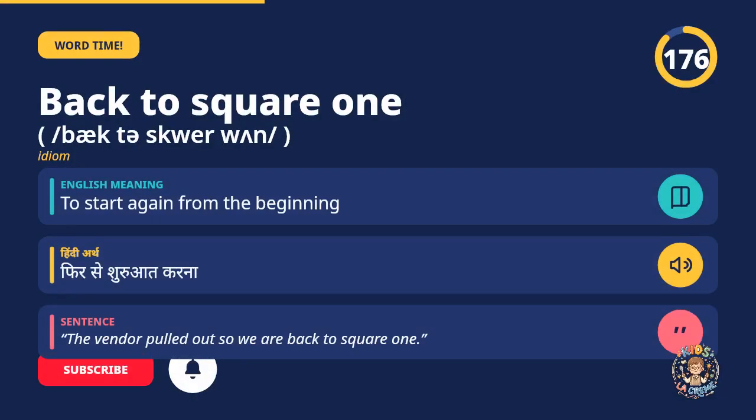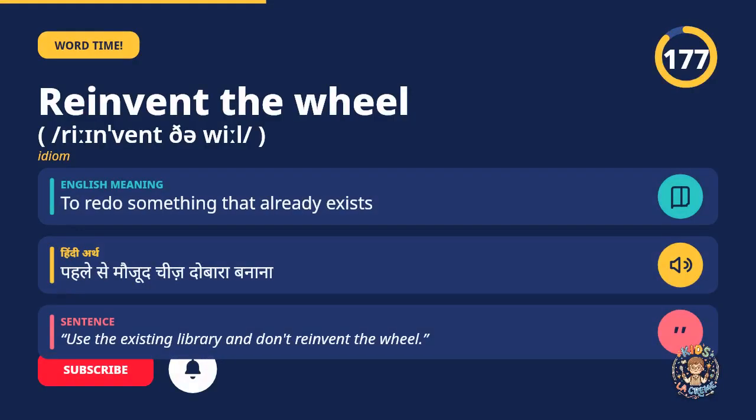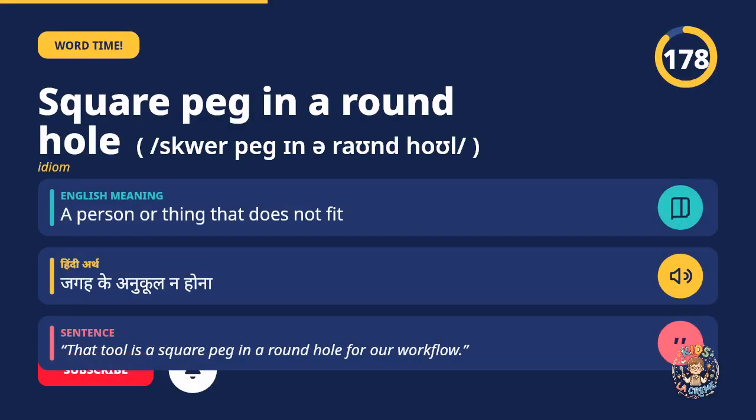Back to square one. To start again from the beginning. The vendor pulled out, so we are back to square one. Reinvent the wheel. To redo something that already exists. Use the existing library and don't reinvent the wheel. Square peg in a round hole. A person or thing that does not fit. That tool is a square peg in a round hole for our workflow.